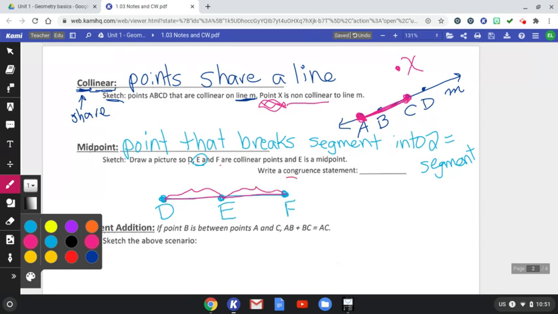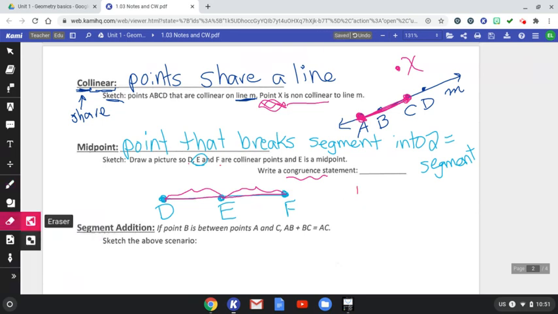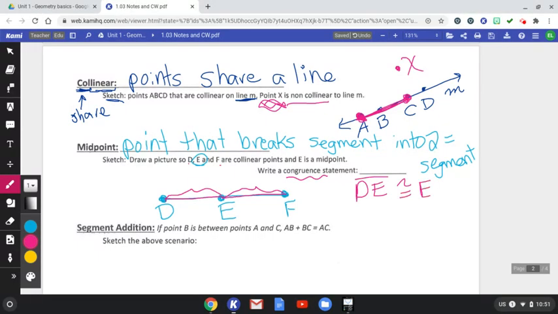And to write a congruent statement, it would be that segment DE is congruent to EF. So that's the congruent statement. I should have had it on the line there, but I didn't want to run into my other word. Okay, so those segments are congruent.